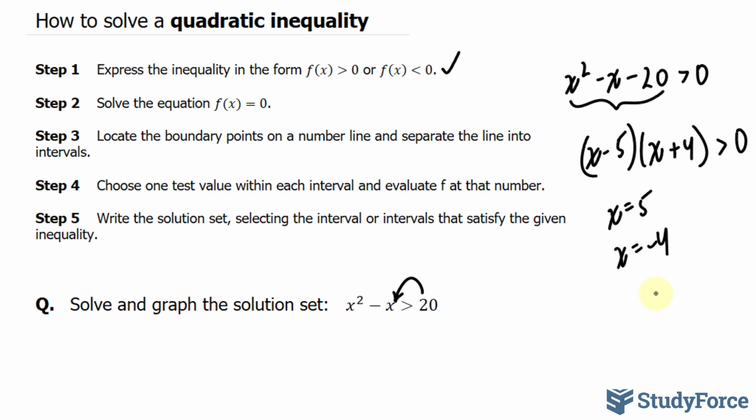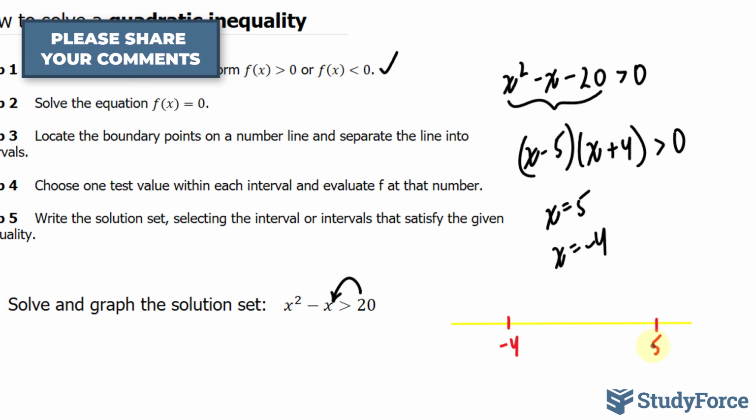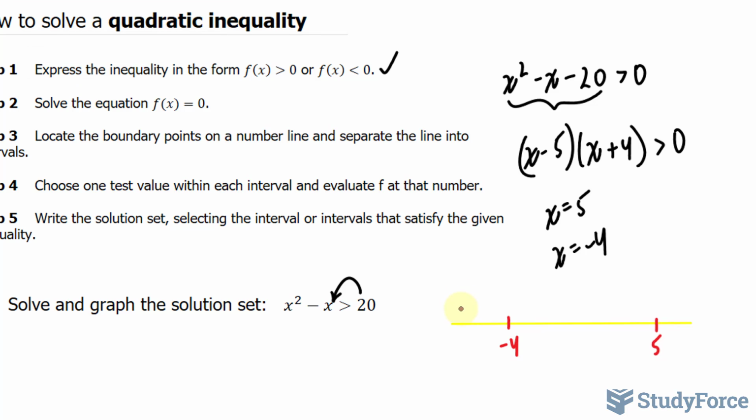Once we have found these very important numbers, these critical numbers, we can move on to step 3, which says locate the boundary points on a number line. So I'll create a number line for you. This yellow line represents the number line, and we have negative 4 over here, and positive 5, let's say, over here. This tells us that we have three parts. We have negative infinity to negative 4 as one of our boundaries, negative 4 to 5 as another, and positive 5 to positive infinity as another.